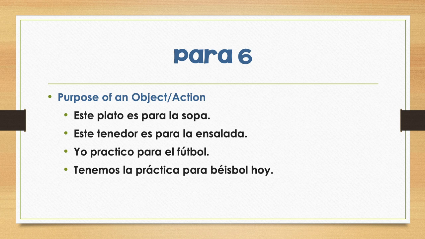The next one is a purpose of an object or action. So, este plato es para la sopa. This dish is for your soup. Or este tenedor es para la ensalada. This fork is for the salad. Yo practico para el fútbol. I practice for soccer. Or tenemos la práctica para béisbol hoy. We have baseball practice. What kind of practice? It's the practice for baseball today.